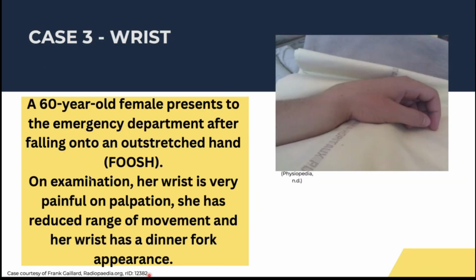Okay, so moving on to the wrist. So we have a 60-year-old female who's presented to the emergency department after falling again onto an outstretched hand. There's a lot of people doing that. And on examination, her wrist is very painful on palpation, and she has a reduced range of movement, and her wrist has a dinner fork appearance.